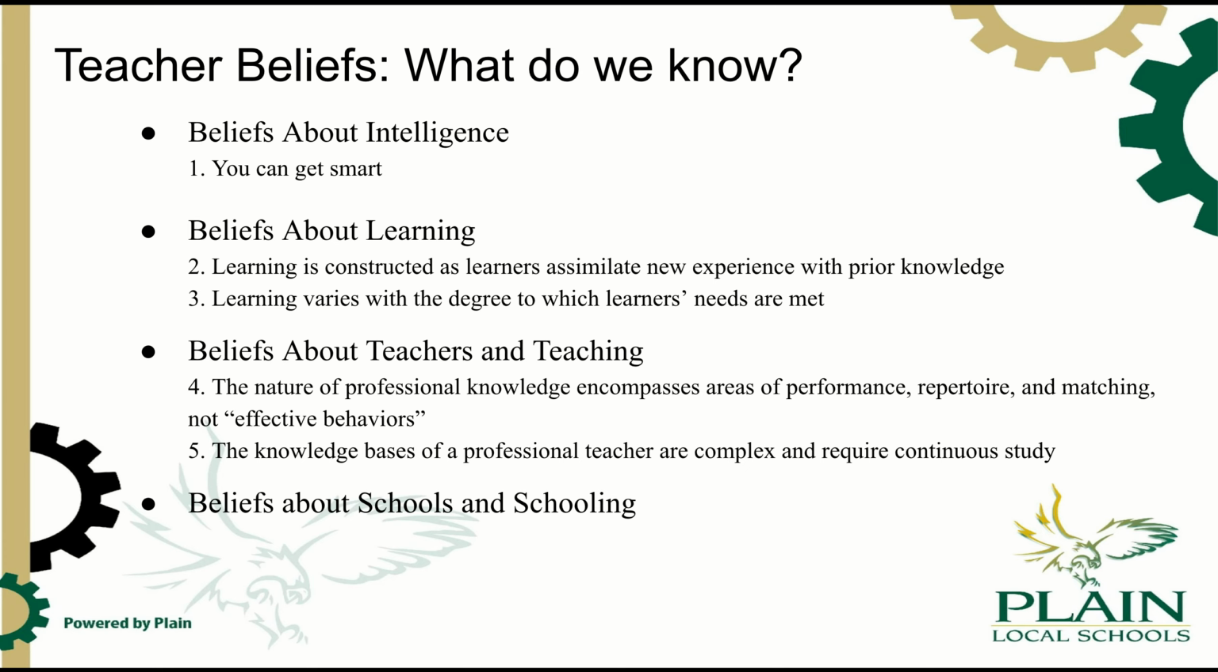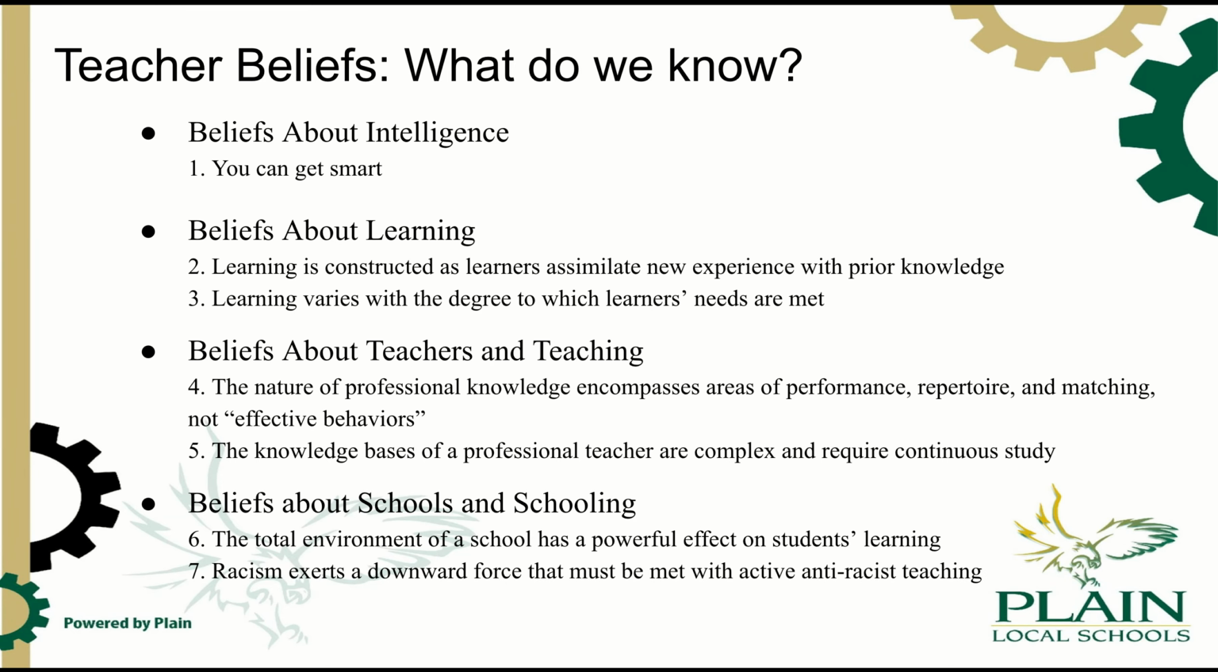And then we finally have beliefs about schools and schooling. The total environment of a school has a powerful effect on students' learning. So many of you in the last module really reflected on creating a classroom environment that was engaging, that was compassionate, that was caring, and that definitely is an important component in how effective our student learning is. Racism also exerts a downward force, and this is something that we always have to be aware of, that we need to actively teach that anti-racism.